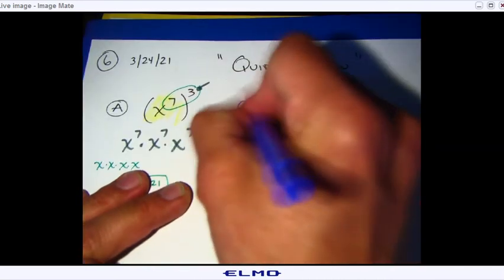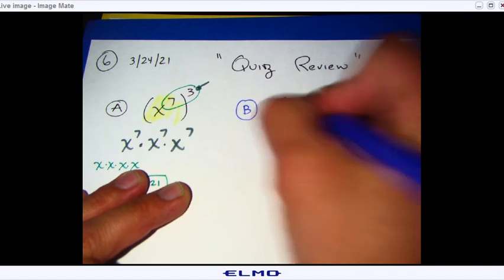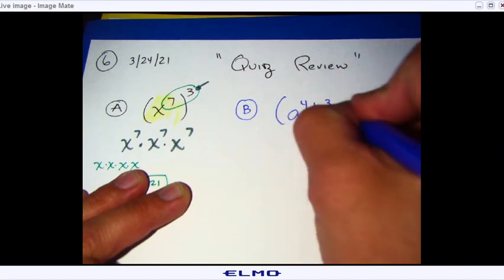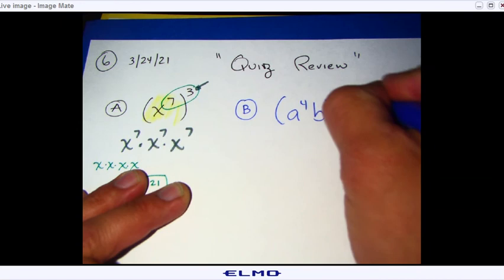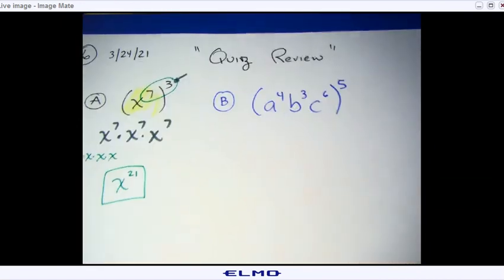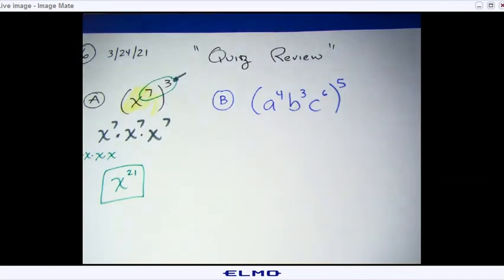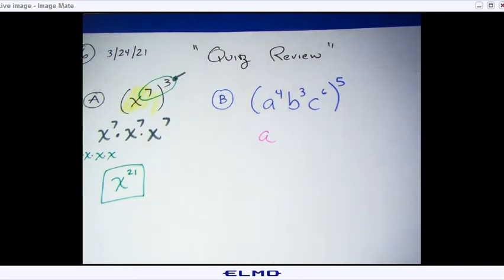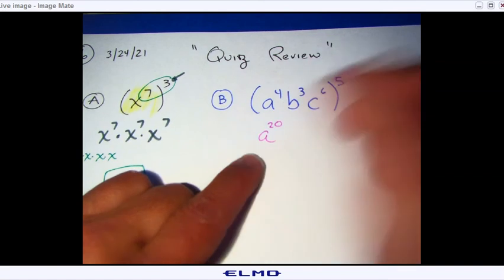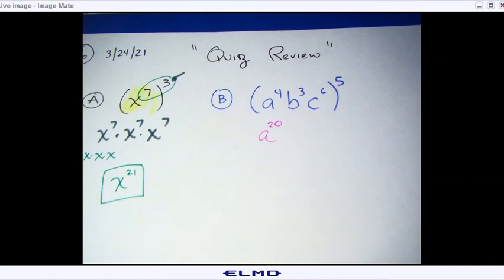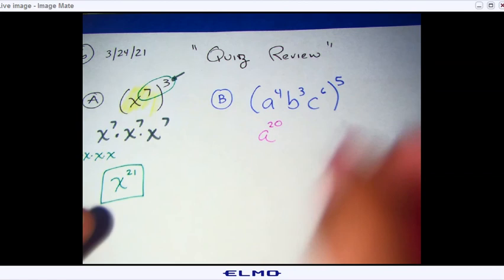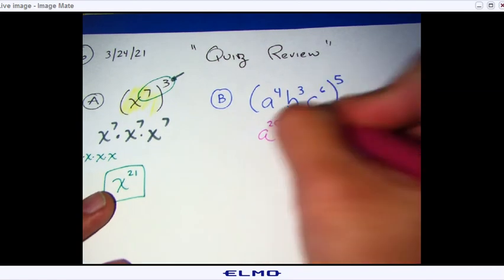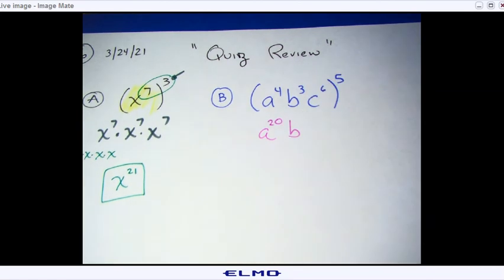B. Go ahead. Try that one. Is a to the power of what? 20. A to the power of 20. Very good. Nicholas, b to the power of what? Nicholas. Nicholas, did he escape? Where's Nicholas?